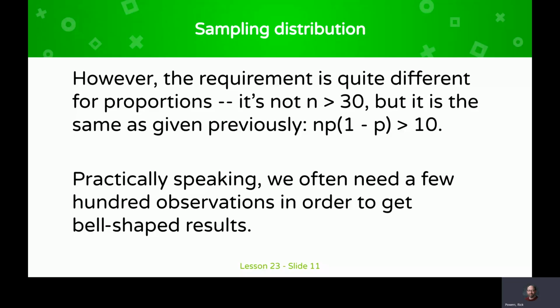However, the requirement is quite different for proportions. It's not n greater than 30, but it is the same as given previously: n times p times (1 minus p) is greater than 10. Practically speaking, we often need a few hundred observations in order to get bell-shaped results.